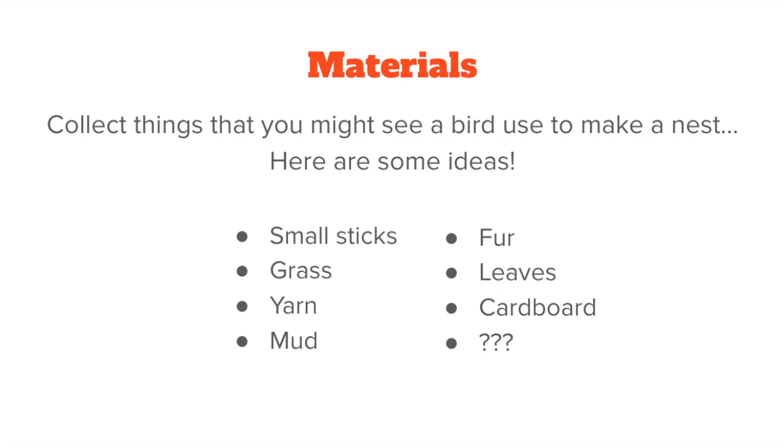The first step in creating a bird habitat is collecting the materials that birds usually find to make their nests. Lots of times you see them use grass, small sticks, maybe some leaves, but be creative and use anything you find around your backyard or your home that a grown-up says it's okay to use. You have your bird nest materials ready to go.